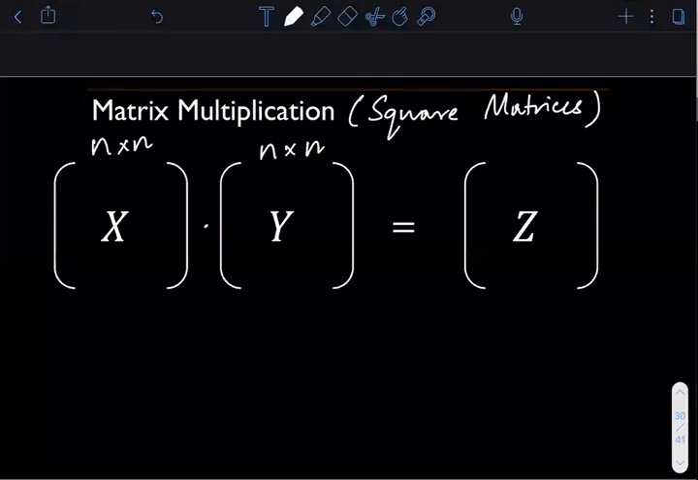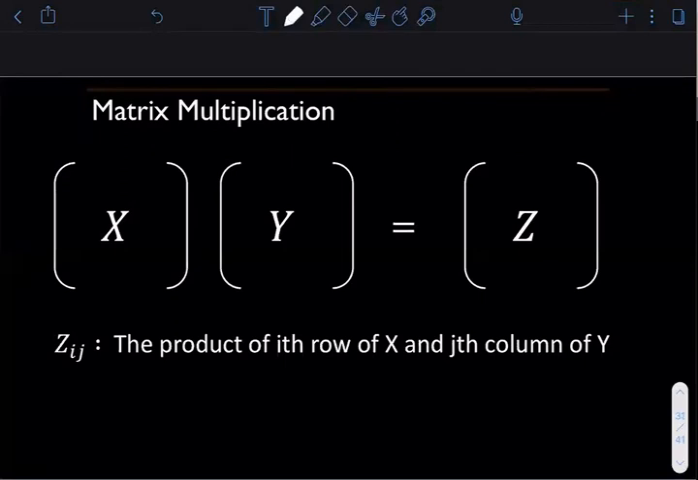I guess we all know that when we multiply two n cross n matrices, what we get back is also an n cross n matrix. So the output matrix Z is also going to be an n cross n matrix. Now, how do we actually multiply two matrices? All I need to do is figure out the individual entries of the final matrix Z. Suppose I am trying to figure out the i comma jth entry of the final matrix, Z_ij.